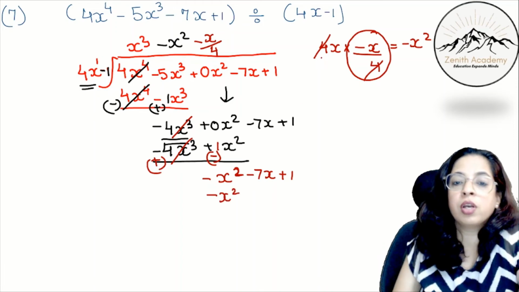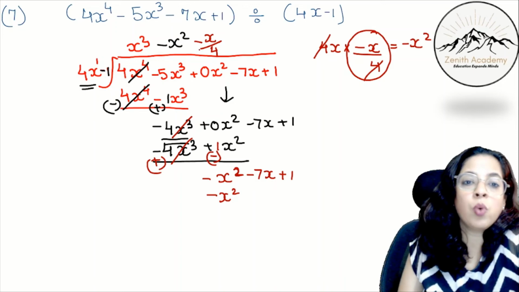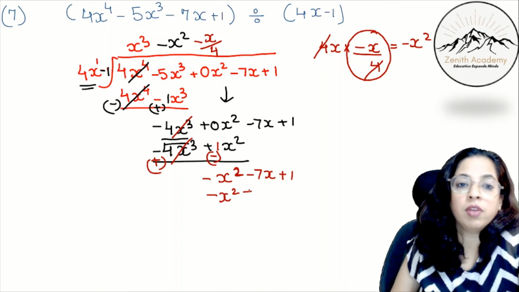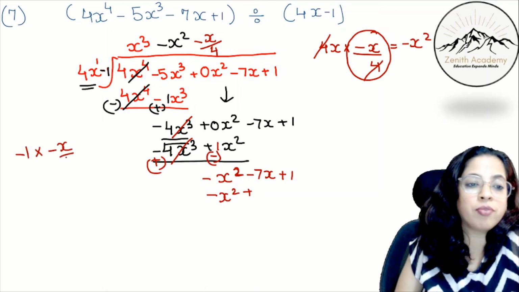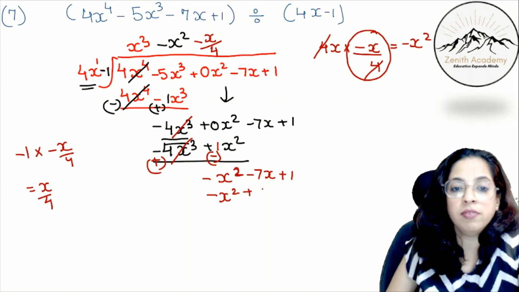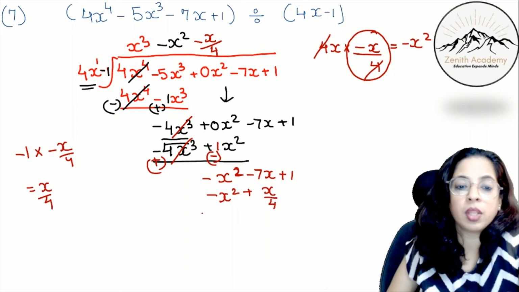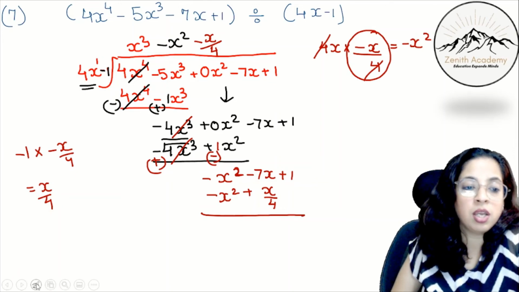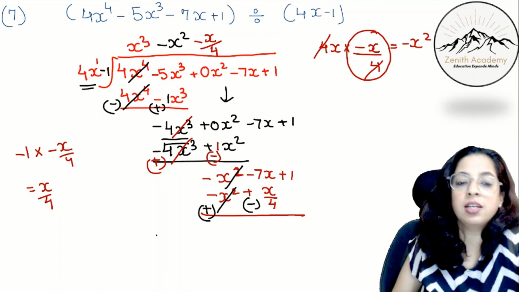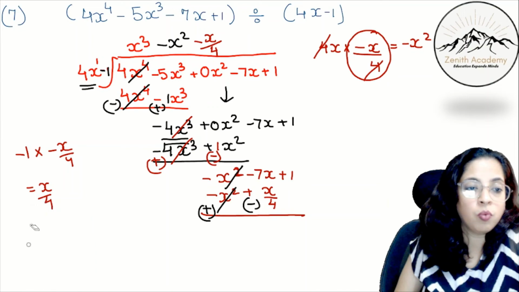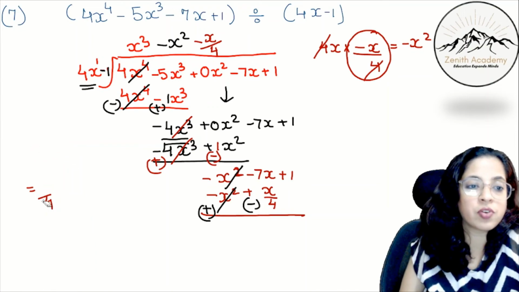I have already shown you here. 4x into minus x by 4 is minus x square. Now, minus 1 into minus x by 4 will be positive. See, minus 1 into minus x by 4 will be positive x by 4. So, I will write positive x by 4 here. Now, since it is a subtraction, I will change the sign. This becomes plus, this becomes minus. So, this gets cancelled.